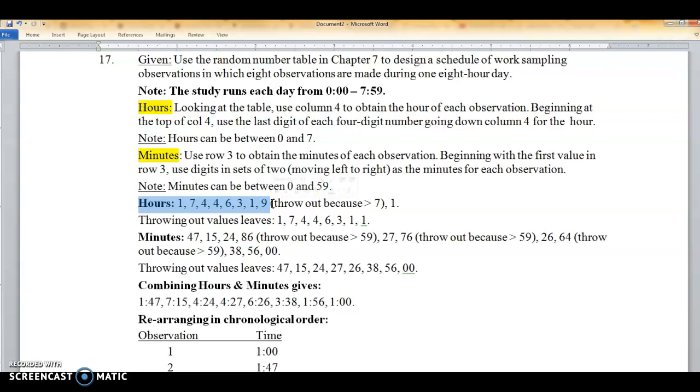Now, the reason we use a random number table, basically, is to make sure that we have random observations, that nothing is subject to subjective evaluation.